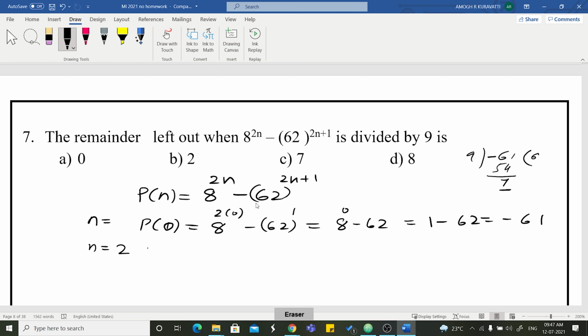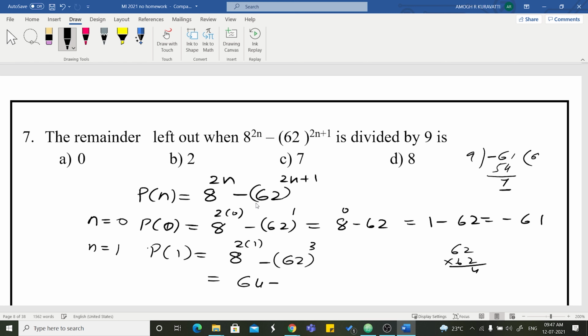n is equal to 1. If you take n is equal to 1, so P of 1 is equal to 8 power 2 into 1 minus 62 to the power of 1 plus 2, 3. 8 square is 64, 62 to the power of 3. How much is that? 62 squared is 3844, multiply by 62.